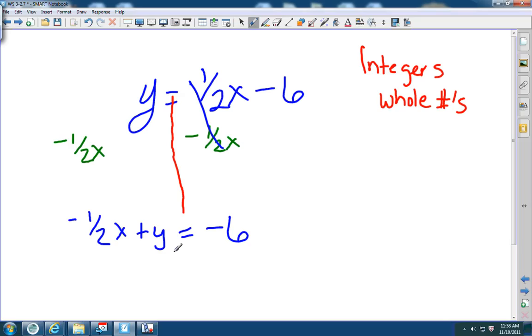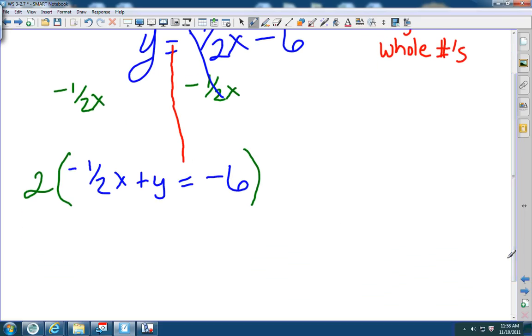All right, so to move this to the other side, I'm going to subtract 1/2 x from each side. And now I have negative 1/2 x plus y equals negative 6. Okay, so that's fine, but I want to have all integers. So now, listen, here's what we have to do. What is the number in the denominator right now? It's 2. So I'm going to take this entire equation and multiply it by 2. I'm doing this so that I can get rid of my fractions.